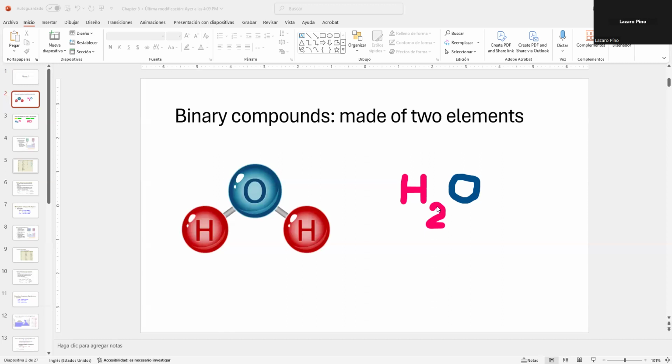And we use subscripts to indicate the number of atoms of each species. For example, we have two hydrogens, so we write the number two as a subscript. In the case of oxygen, there is only one, and we never write the one. This is a binary compound, one that is made of two elements.